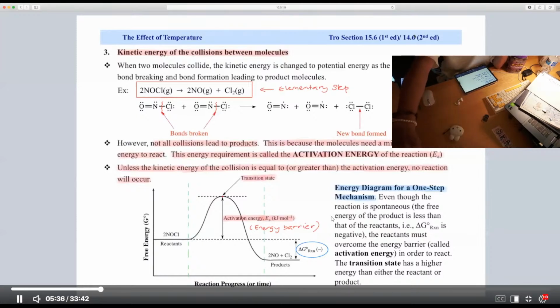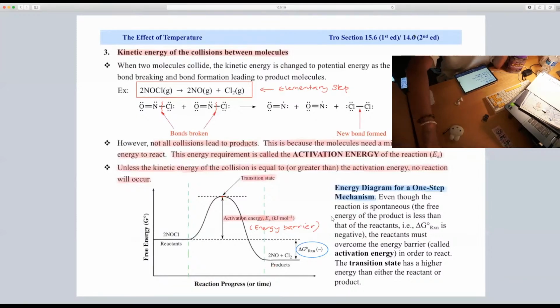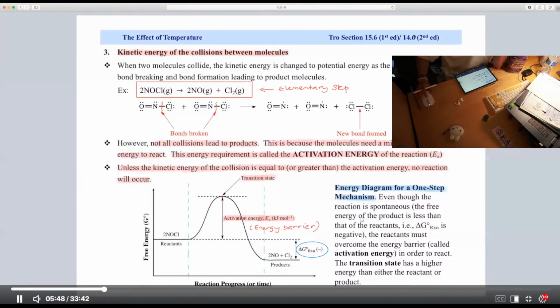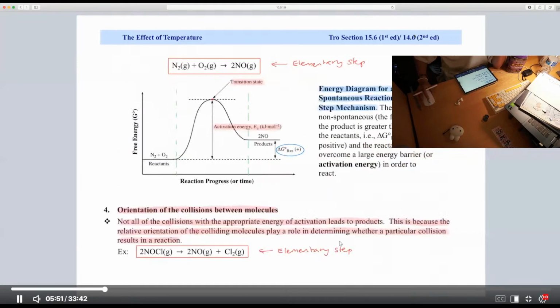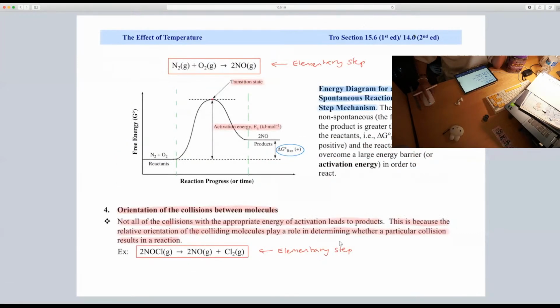Lastly, in this diagram that we're looking at, the highest state is called the transition state. So the highest energy state in this curve is called the transition state. Now, if we take another example of a one-step mechanism, but this is a non-spontaneous reaction, then the energy diagram would look something like this.